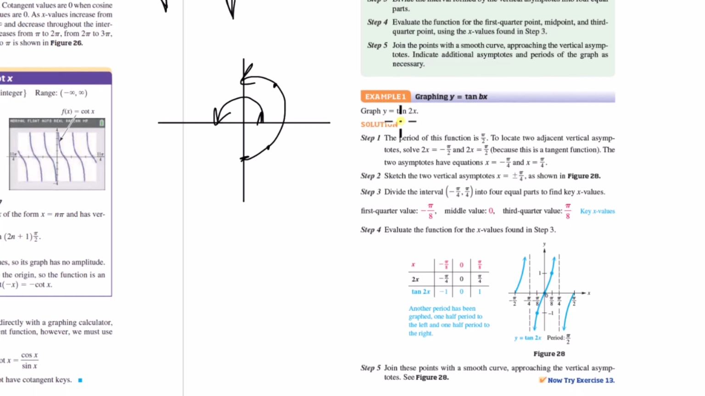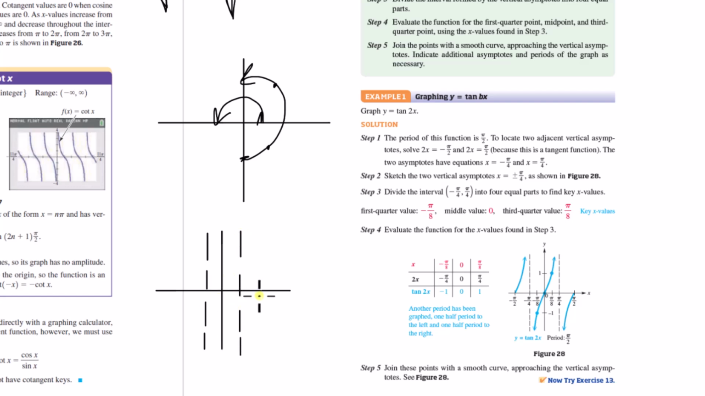So that means that you've shrunk about the y-axis by a factor of 2. So the period has gone from pi to pi over 2. But there's no horizontal translation. So it's going to be like this. Instead of minus pi over 2 to pi over 2, it's going to be minus pi over 4 to pi over 4.